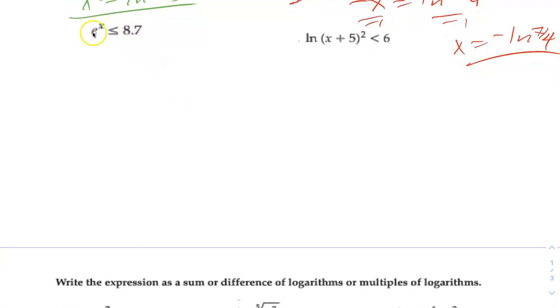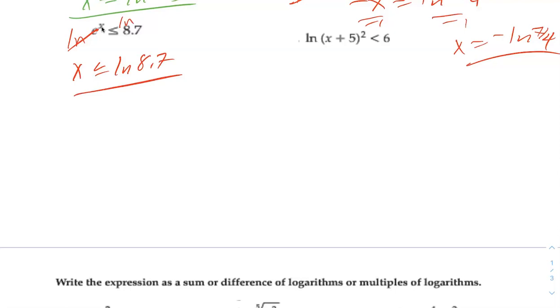Next one. It's an easy one. You have an e. Now you're like, do I do domain? It's an exponential. Domain is all real numbers, so you don't have to worry about doing domain. Just solve it. So to get rid of e, take the natural log of both sides. x is less than natural log of 8.7. There you go. Done. Couldn't be simpler.